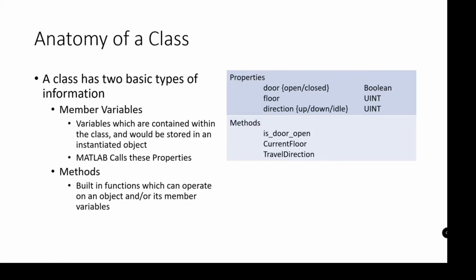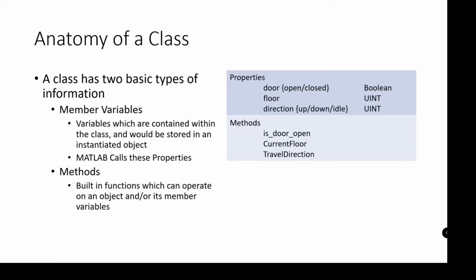So in other words, your methods can operate on the properties to provide you with different information and to change things within the properties. Now, an example of properties on an elevator would be something like the door. Is it open or closed? What floor is it on? What direction is it going? How big is it? How many floors can it go? Those sort of things. Our methods then will call back to those and do certain things.